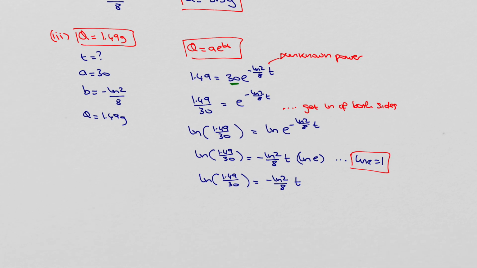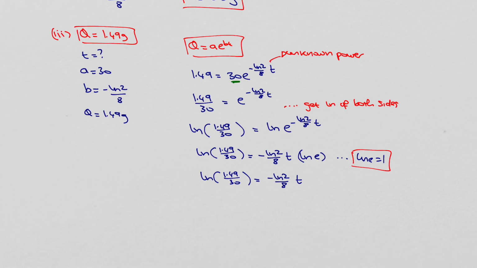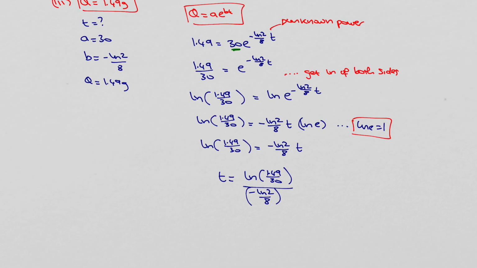So now to get T on its own, I'll divide both sides across by minus ln 2 over 8. And again, making sure you're using your calculators and checking in the exam how many decimal places they want our answer, or to the nearest what? Time, day, month, year. So in this case, our time is in days, so it's just 34.65 days approximately.